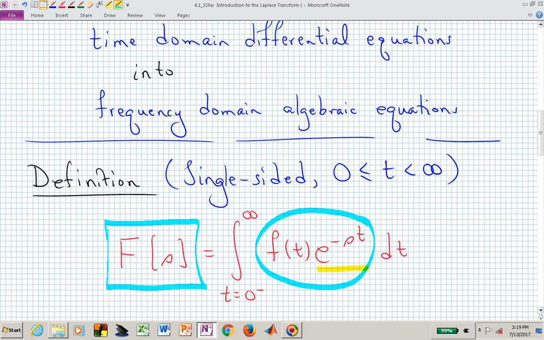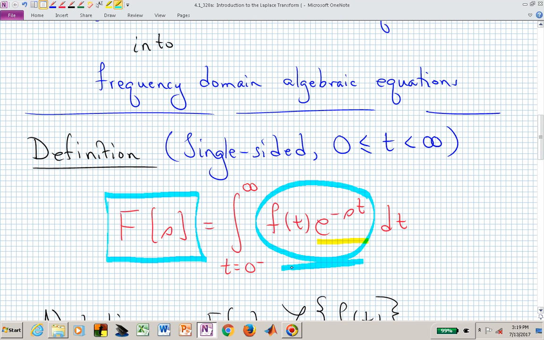And that's what we want to do now, become comfortable moving from the time domain over here into the frequency domain, F of s. Once we become comfortable doing that, we will be very well on our way to becoming electrical and computer engineers.